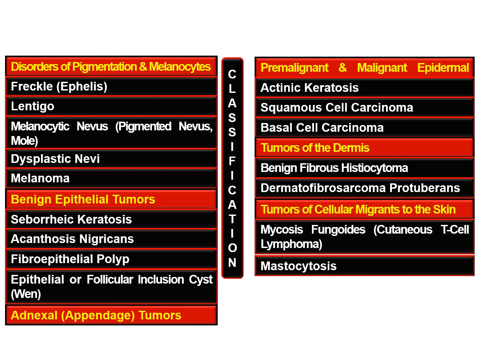And tumors of cellular migrants to the skin are mycosis fungoides, that is cutaneous T-cell lymphoma, and mastocytosis. This is the classification we will study in our dermatology module.